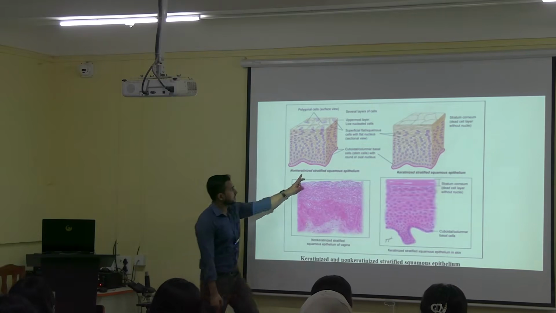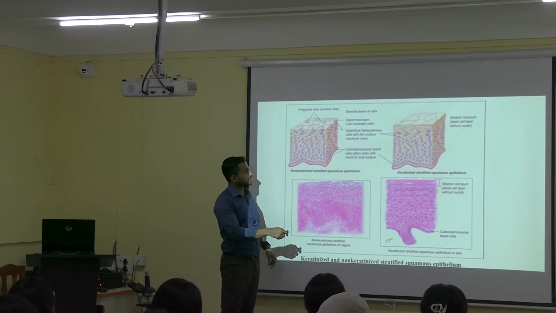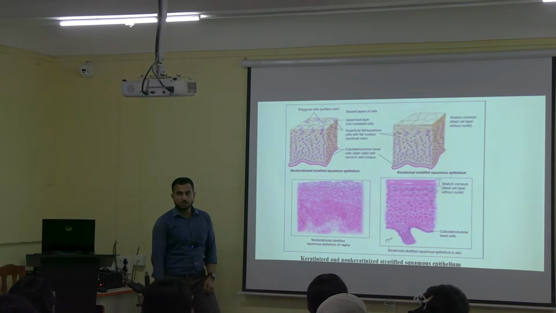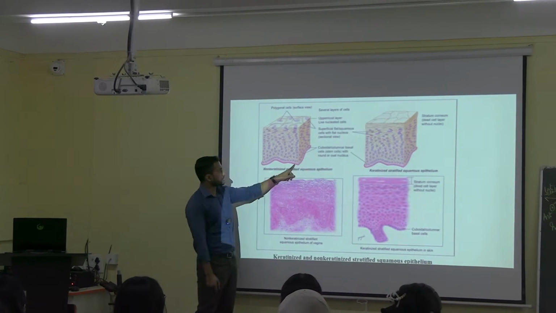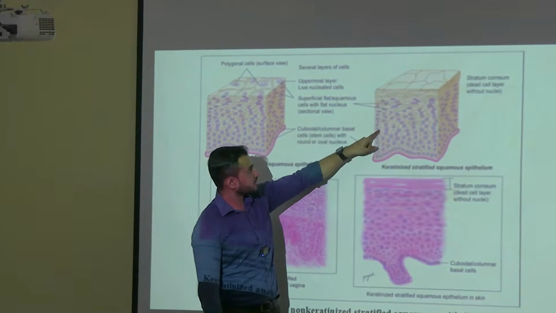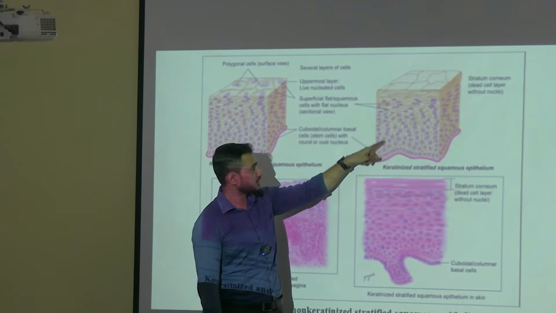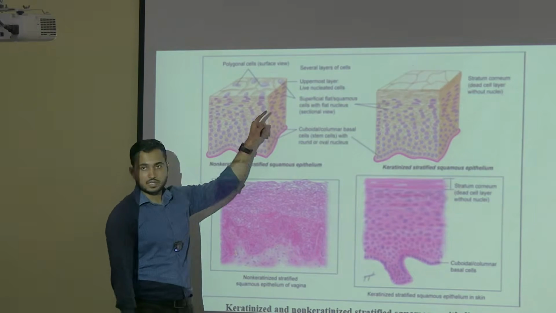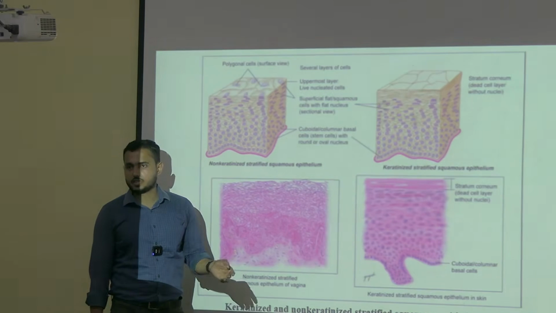Now here you can see keratinized and non-keratinized epithelium. Look, this is non-keratinized stratified squamous and this is keratinized. Can you see the difference? So first of all, what is this? This is the basement membrane. Here also you can see the basement membrane. Now multiple layers of cells can be seen. Here also multiple layers of cells can be seen, and they have a unique arrangement.